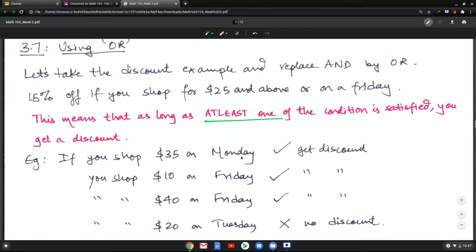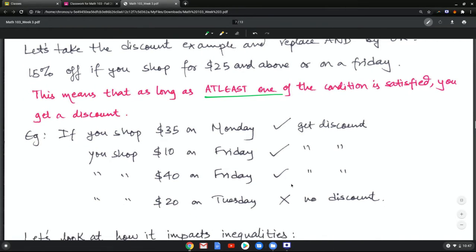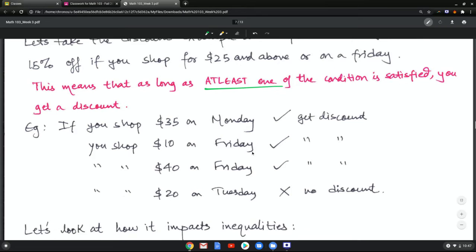So if you shop 35 bucks on Monday, you get a discount. If you shop 10 on Friday, you get a discount because it's Friday. If you shop 40 on Friday, both conditions met, you still get a discount. But if you shop for 20 bucks on a Tuesday, you don't get a discount.